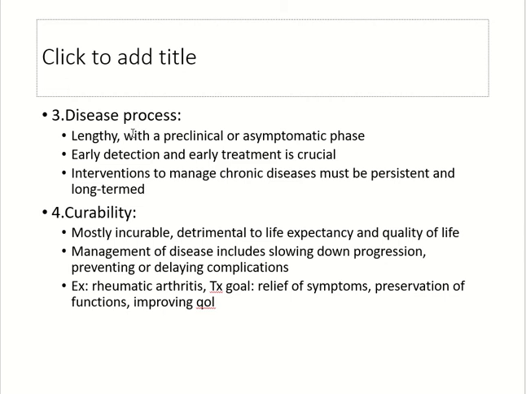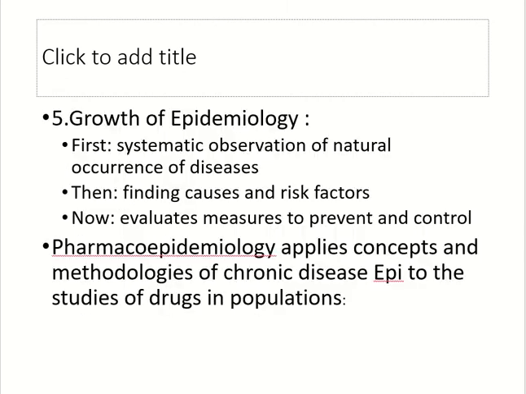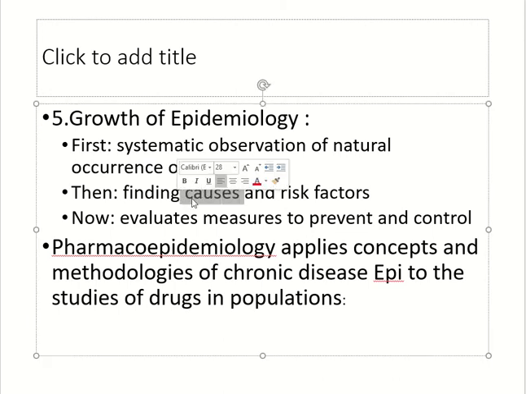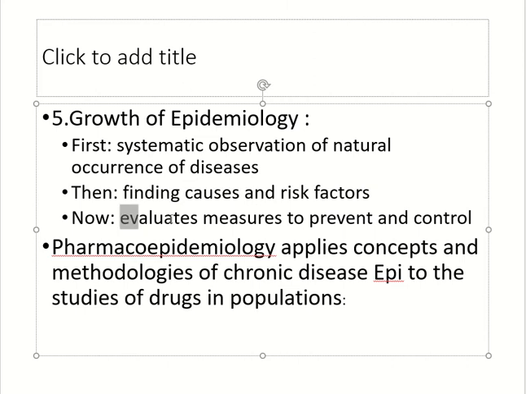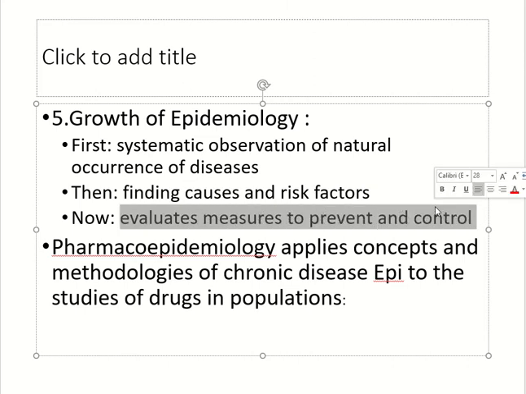Management of disease includes slowing down the progression and preventing or delaying complications. And therefore, epidemiology grew from a systematic observation of the natural occurrence of diseases. It moved then into finding the causes and the risk factors. Causes and risk factors apply to infectious diseases, and they do apply to chronic diseases too, but now it is more about evaluating measures to prevent and control diseases. And therefore, pharmacoepidemiology applies the concepts and methodology of chronic disease epidemiology to studies of drugs in populations.